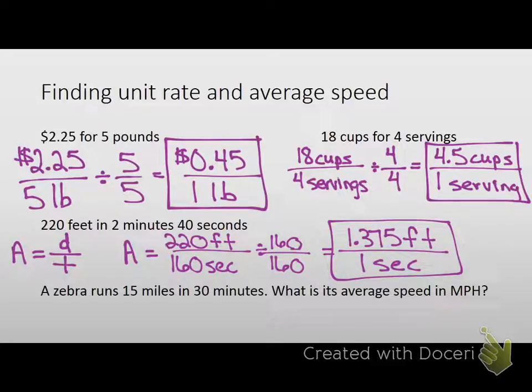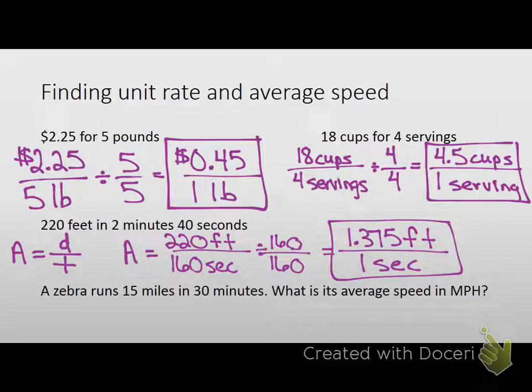The last question is almost kind of like a trick question. Not a trick question, but it's just different than what you've seen before. You will see one just like this on your test tomorrow. It says a zebra runs 15 miles in 30 minutes. So what is its average speed in miles per hour? Well, let me ask you this. How many 30-minute blocks are within an hour? 2, right? The first 30 minutes and the second 30 minutes.